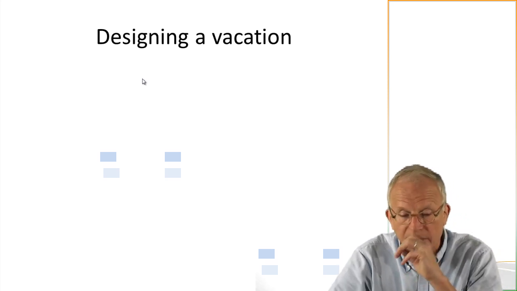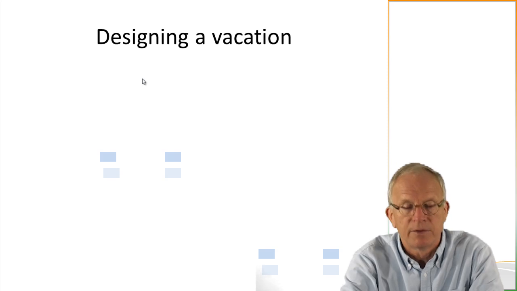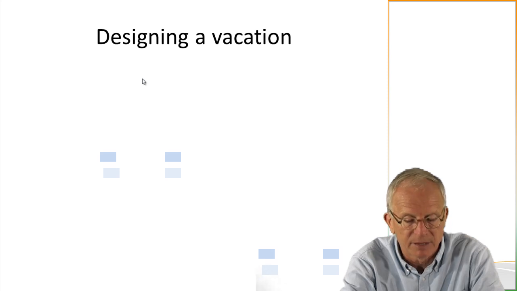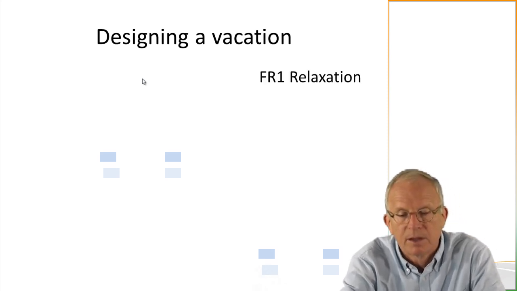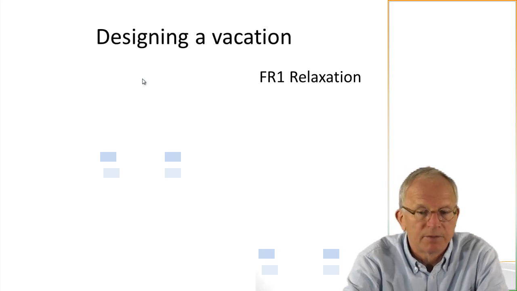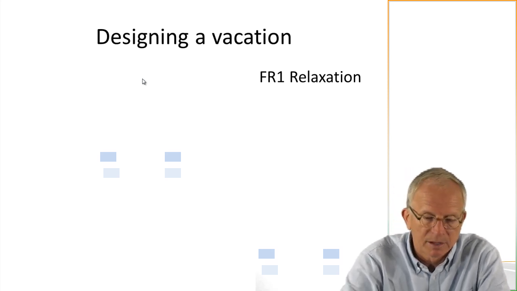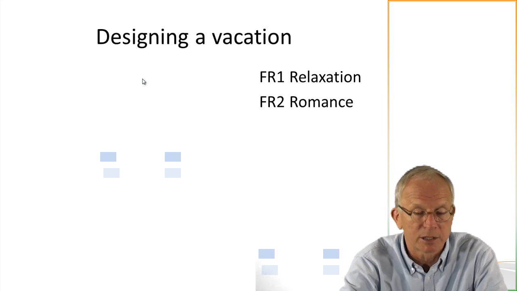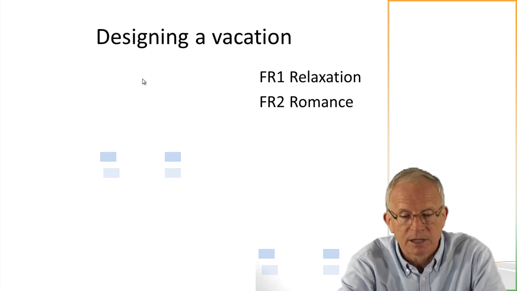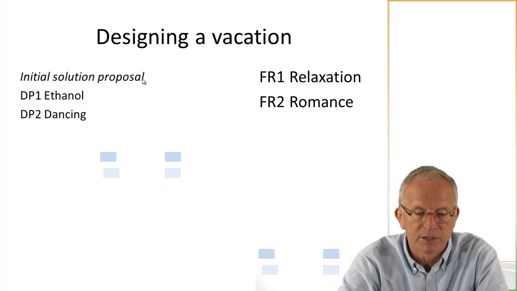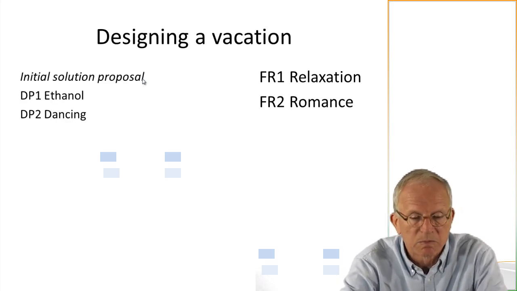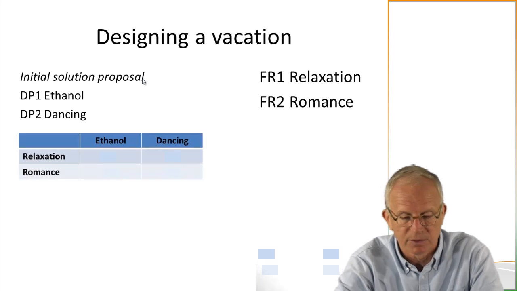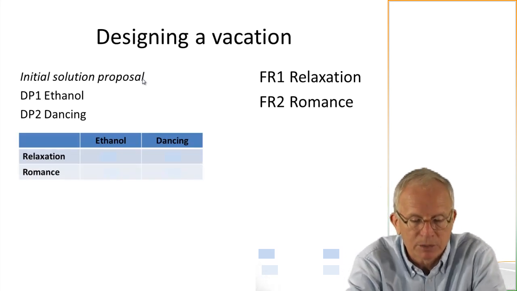All right, let's take a look at another example. And I claimed in an earlier video, an earlier module, that you could also use axiomatic design to design a vacation. So, what should the FRs be for a vacation? Well, let's suppose it's relaxation and romance. Let's not speculate either on what the customer needs are that these are fulfilling, but so we've got FR1 relaxation, FR2 romance. So let's say the initial design proposal is let's use ethanol to relax and let's use dancing for the romance. So that's what our design matrix looks like.